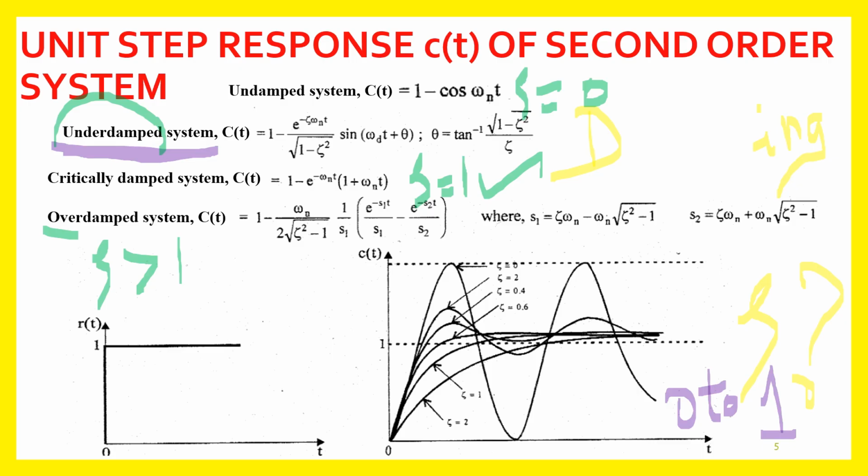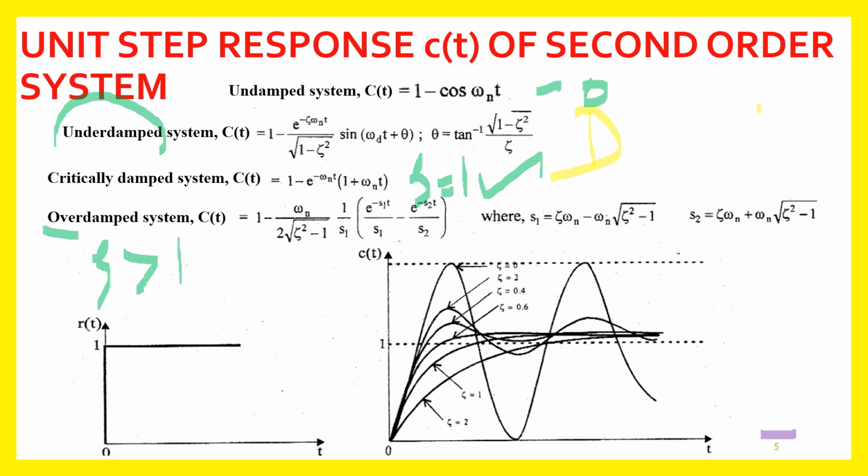And also, you can see the response here for various cases, where the input is assumed to be a unit step signal. When a unit step signal is applied to a second order system, we get these responses.